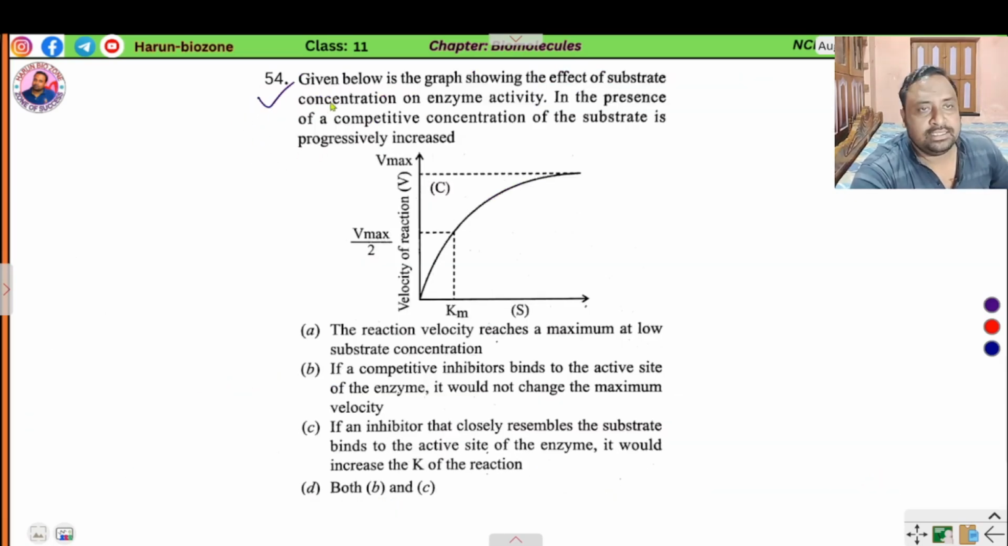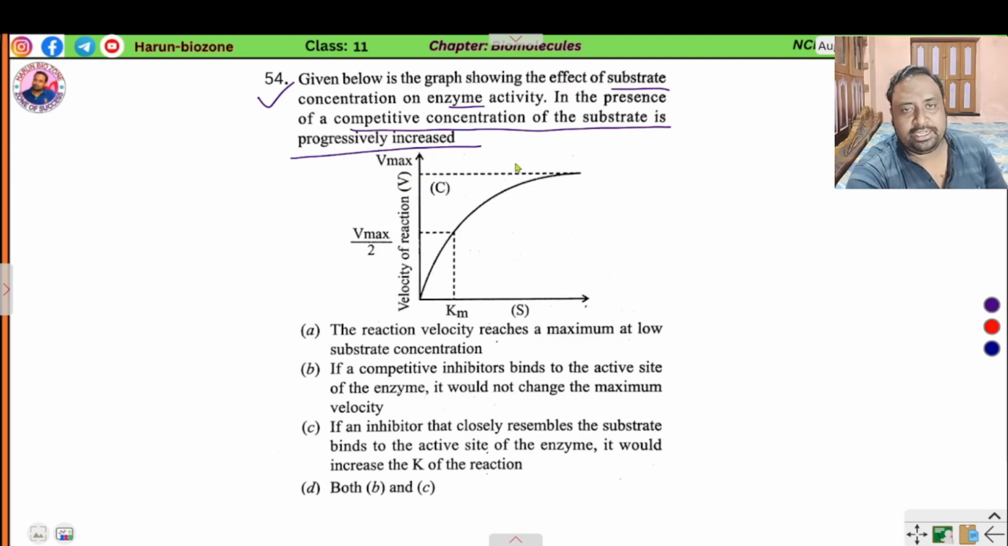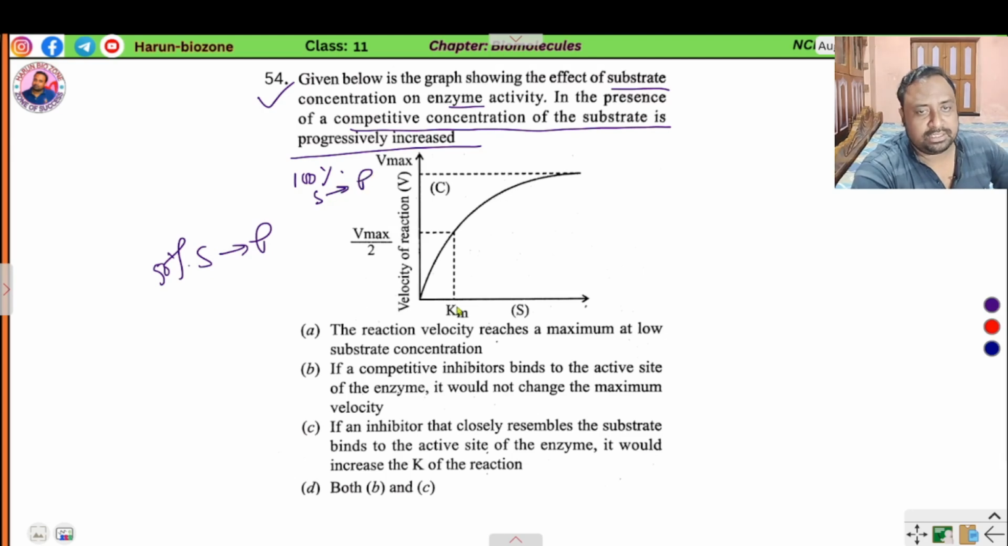The last question: given below is a graph showing the effect of substrate concentration on enzyme velocity in the presence of a competitive inhibitor, as the concentration of the substrate is progressively increased. Vmax means maximum velocity, where the maximum amount of substrate is converted to product. Half Vmax means 50% of substrate is converted to product. Km is the substrate concentration, the affinity of substrate to enzyme.